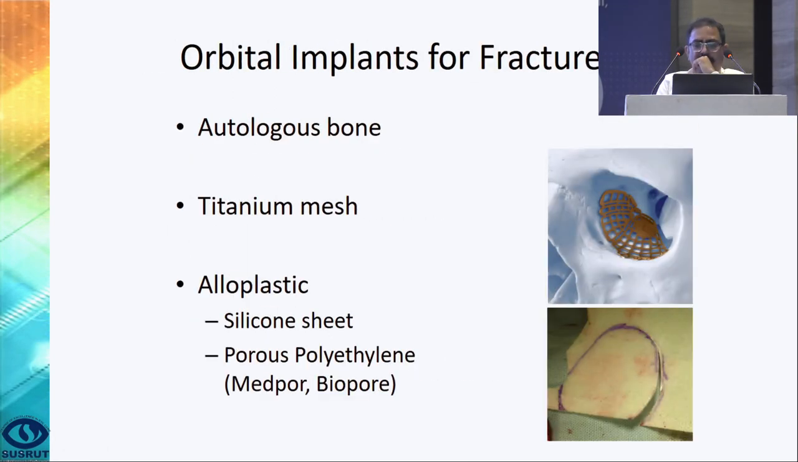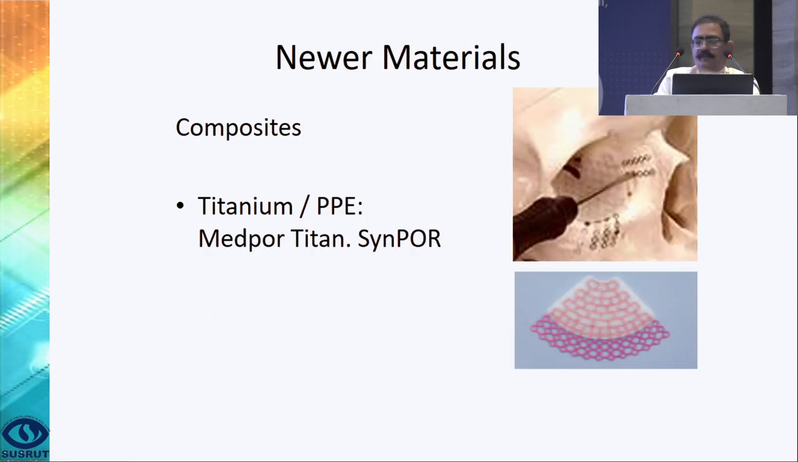We will skip this. So basically, there are different kinds of implants. Craniomaxillofacial surgeons will generally use autologous bone. We are more comfortable using material like this. So you can use a silicone sheet or porous polyethylene, or in larger fractures, you might use a titanium mesh. But in children, this titanium mesh is something that we would not recommend. Okay, you can have composite materials.